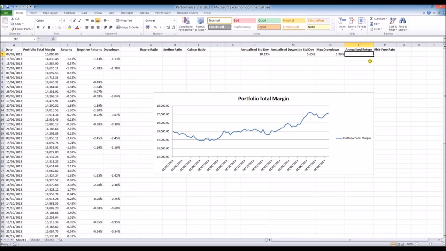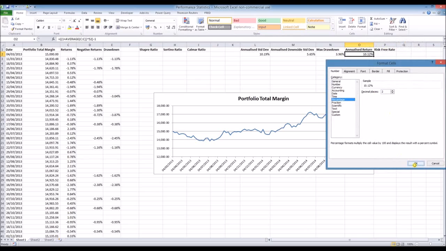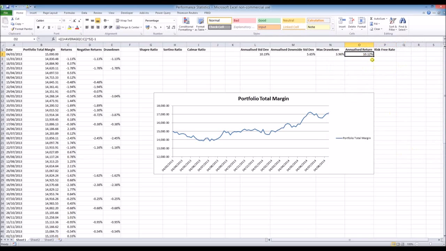Our annualized return is going to be equal to 2 brackets, 1 plus the average of our returns column, to the power of 52 to scale it up to an annualized figure, and then minus 1. And if we change that to a percentage, that's our annualized return figure.